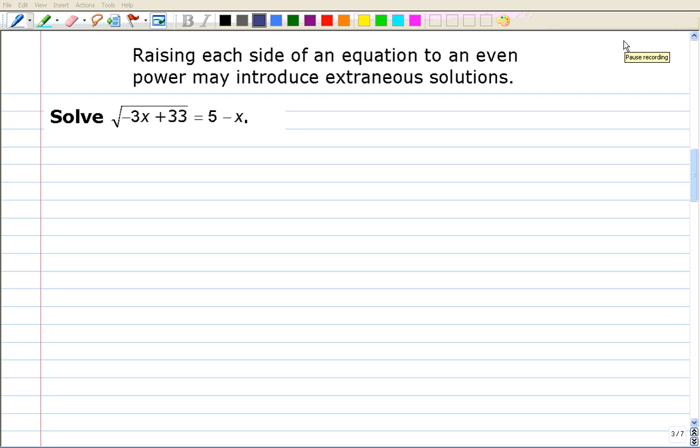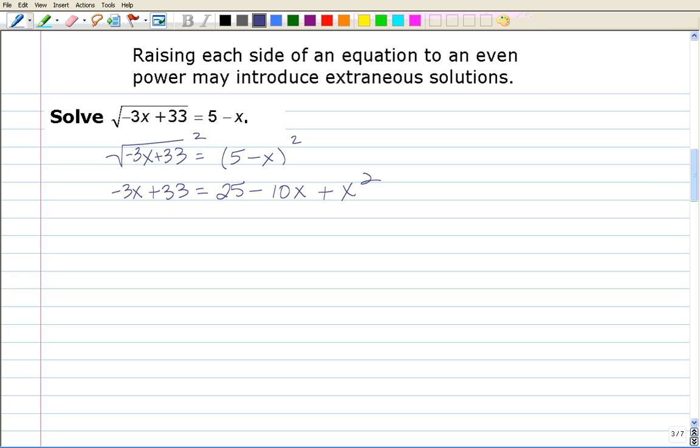Okay, so raising each side of an equation to an even power may introduce extraneous solutions. So let's check out this one. We have the square root of negative 3x plus 33 equals 5 minus x. So if I want to square both sides, then on the left-hand side, I'll have negative 3x plus 33. The square root and the square cancel out. And over here, I'll have 25 minus 10x plus x squared.